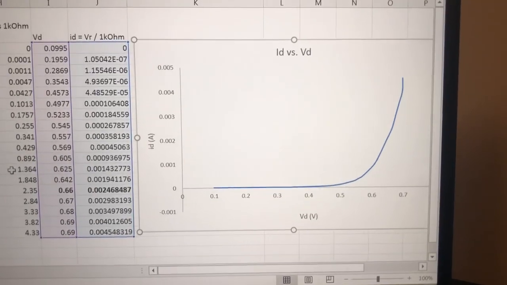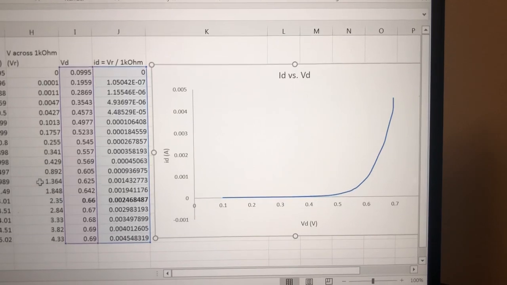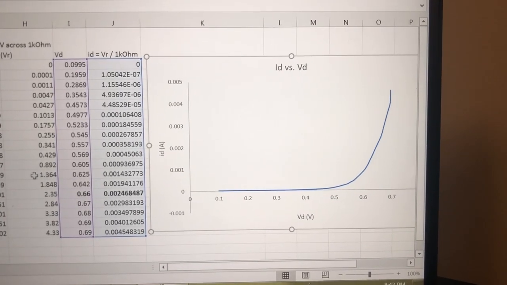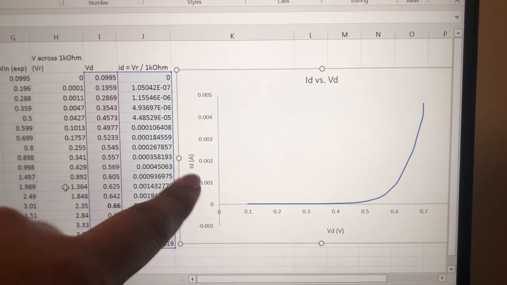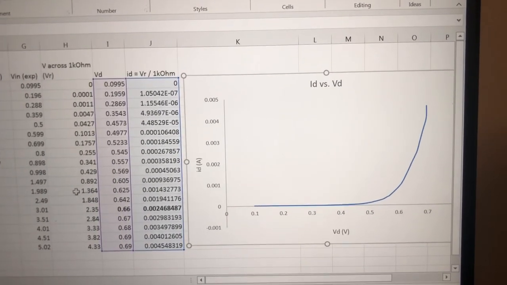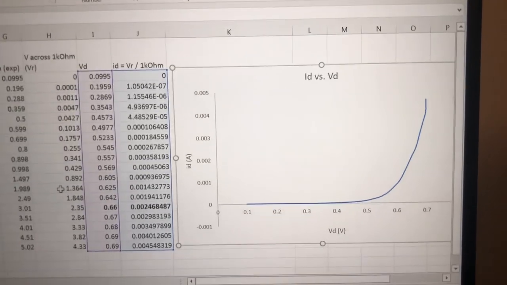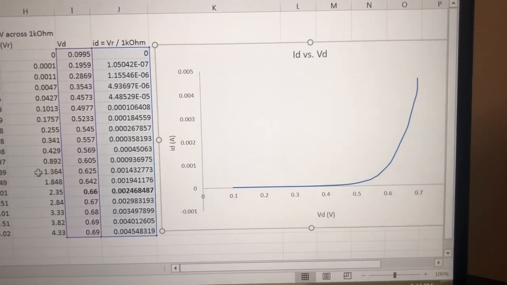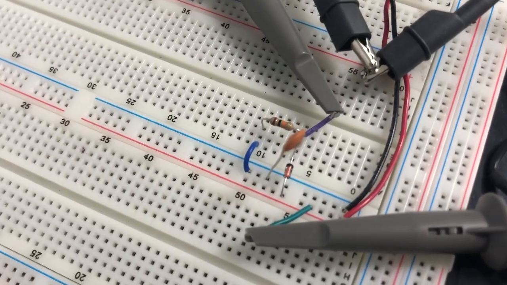And so as characteristic of a diode, we see that the current increases exponentially with an increase in the voltage. And we can see that here from our plotted values. So this is the half-wave rectifier circuit.